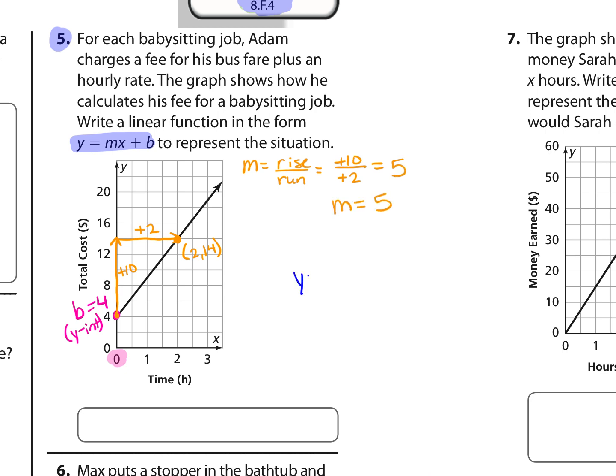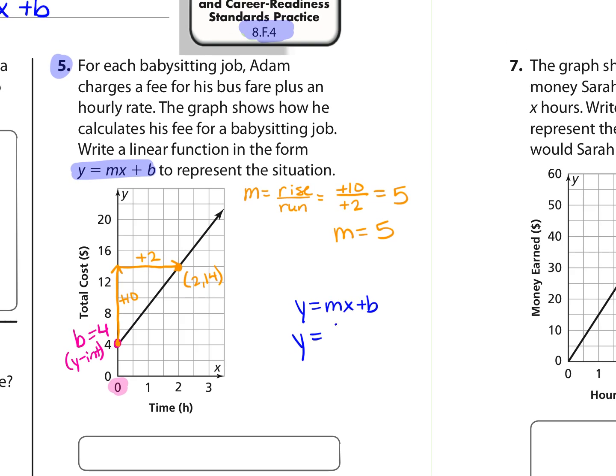So when we write our equation in y equal mx plus b, we've got y equal 5x plus 4.